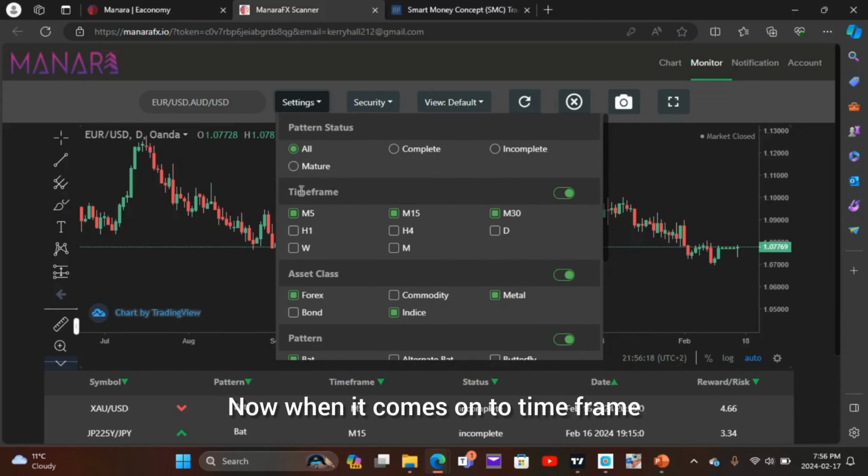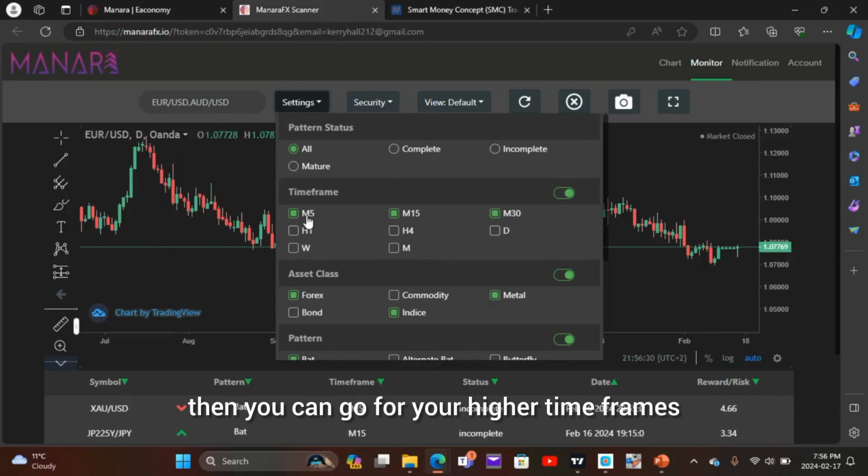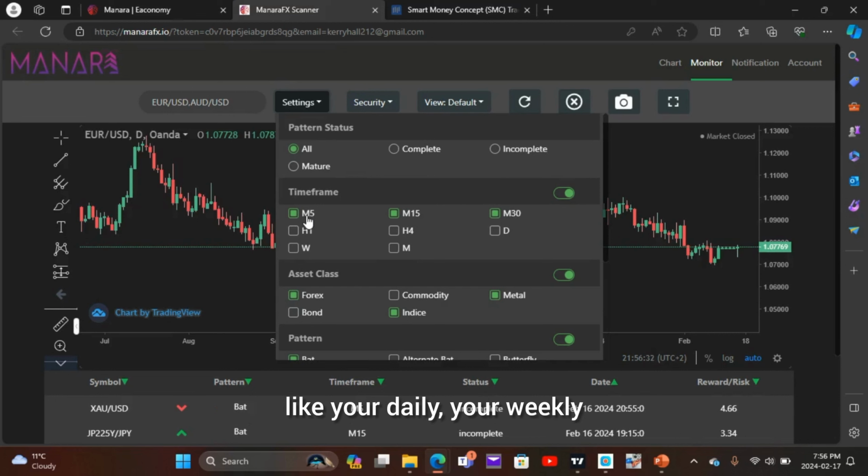Now, time frame has to do with what type of trader you are, or how patient you are. If you're really, really patient, then you can go for your higher time frames like your daily, your weekly, and your monthly. If you're not so patient like myself and you want to go in and get out very quickly, then you want to be selecting the M5, M15, or the M30. No, the M5 would be the quickest.